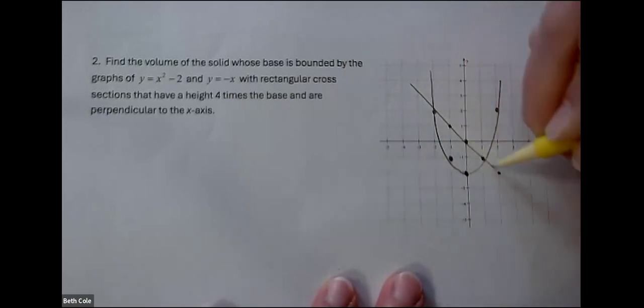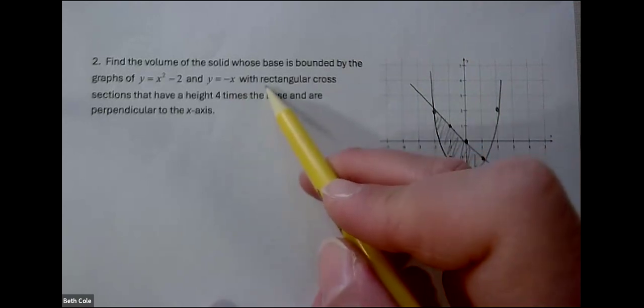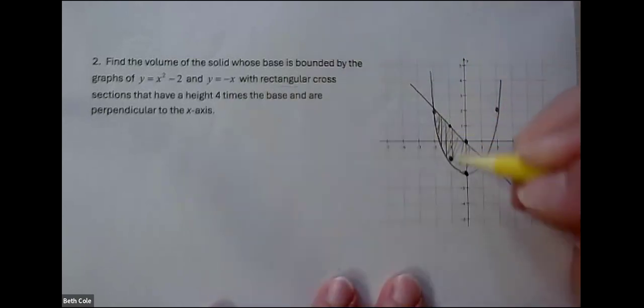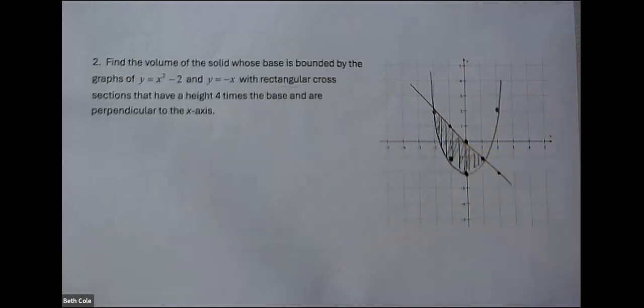So it's going to look like this. This area is the base of our 3-dimensional solid. You have to use your imagination. We're going to imagine rectangles popping up out of the paper towards us, perpendicular to the x-axis. So think like a loaf of bread. You have all these slices. These are the bases of them popping up out of the paper towards you.